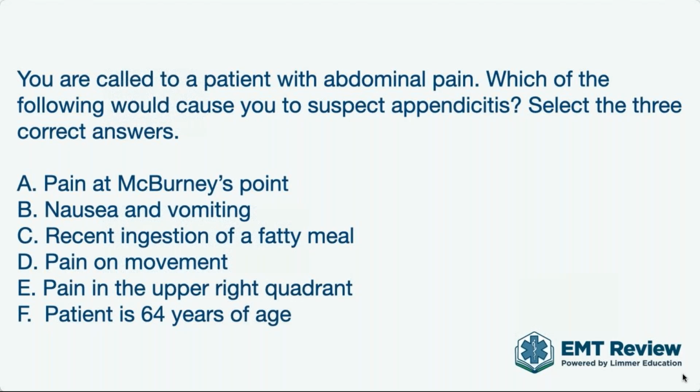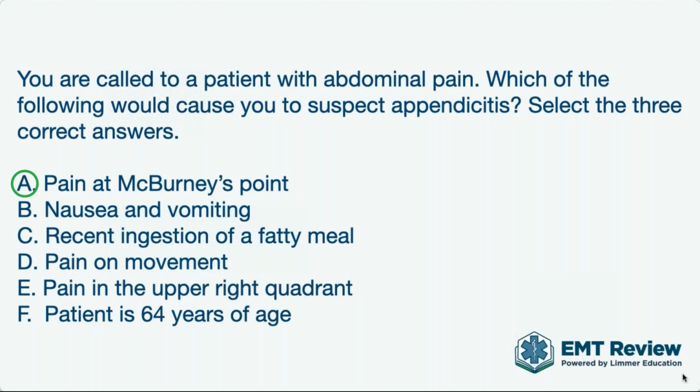So the correct answers here are pain at McBurney's point. All right, McBurney's point, if you don't know that, and that's why we do this here, McBurney's point is a spot on the right anterior superior iliac spine, the pointy part of the hip that you can palpate below the right lower quadrant. 1/3 of the way between that bony prominence of the hip and the belly button. That's McBurney's point. That's where you can find the appendix.